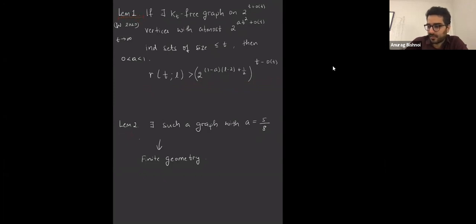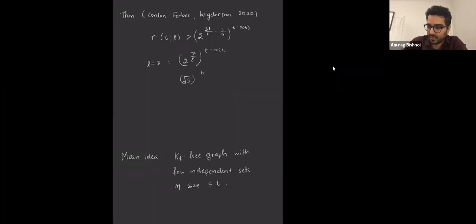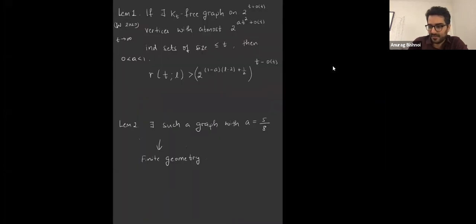And finally, if you just plug in a equal to 5 over 8 in this, then you get the result of Conlon and Ferber. You can check that calculation yourself. Okay, so that's what we are going to do. Any questions so far? What's the plan and what exactly is the result?